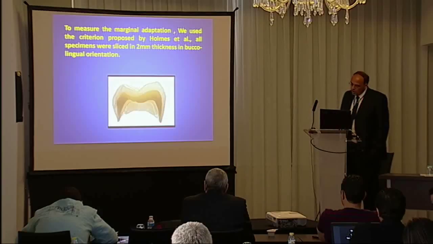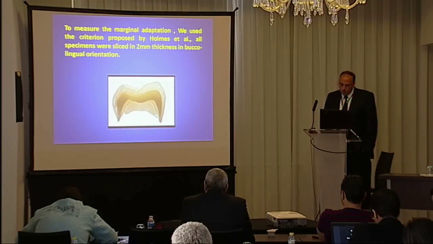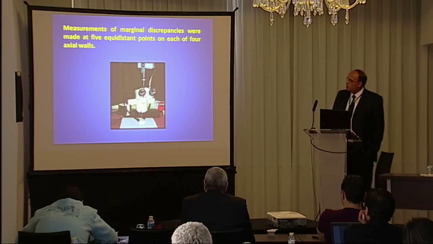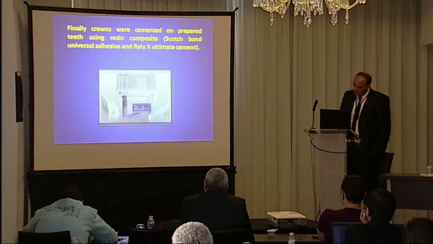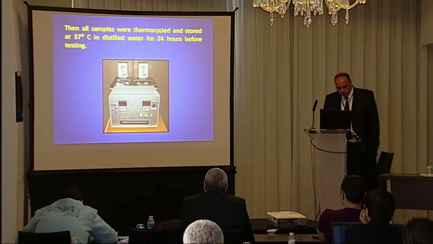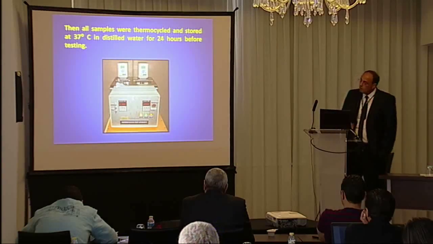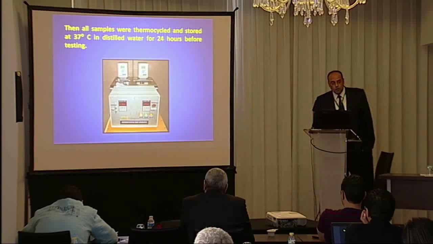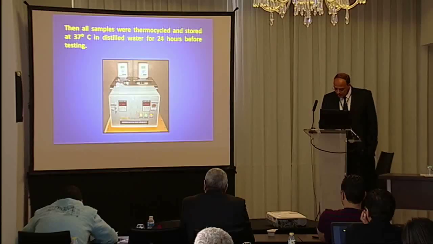The measurement was done according to the criteria proposed by Holmes. All specimens were sliced 2 millimeters thick in the buccolingual direction. Measurements of marginal discrepancy were made at 5 equidistant points on 4 axial walls. Finally, crowns were cemented on prepared teeth using resin composite, Scotchbond Universal adhesive, and RelyX. Then all samples were thermocycled and stored at 37 degrees centigrade for 24 hours before the test.